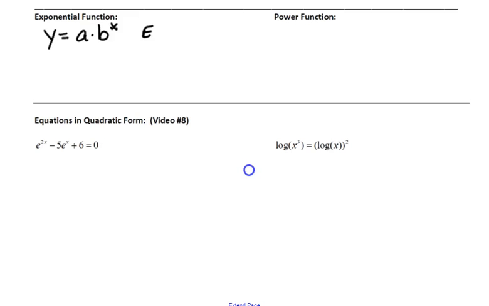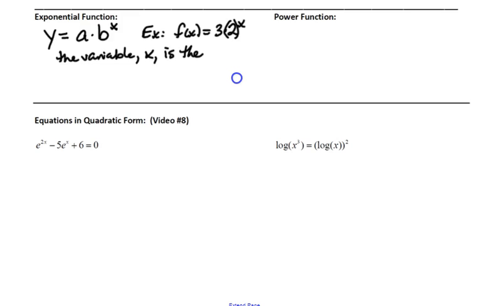So for example, and I'm going to write f of x instead of y just to show you another way to write that, f of x equals 3 times 2 to the x, and usually that's in parentheses like that. Okay, so the base is 2, the exponent is x, and then 3 would be the coefficient. Notice here that the variable x is the exponent.